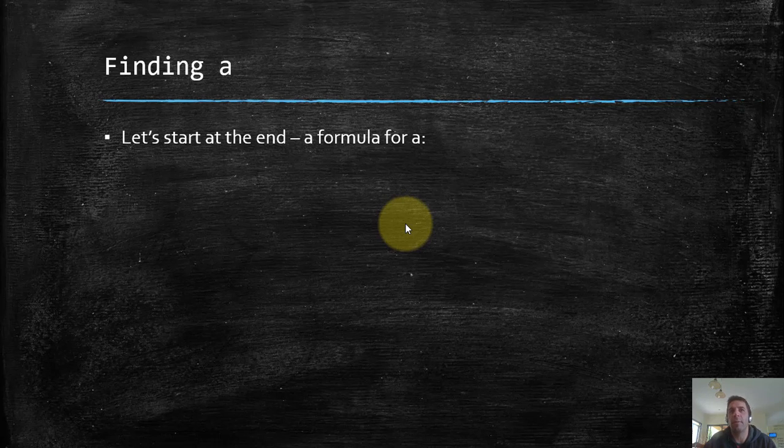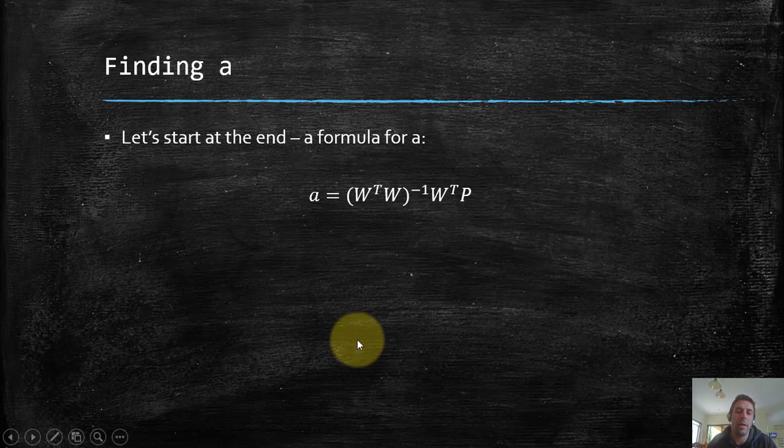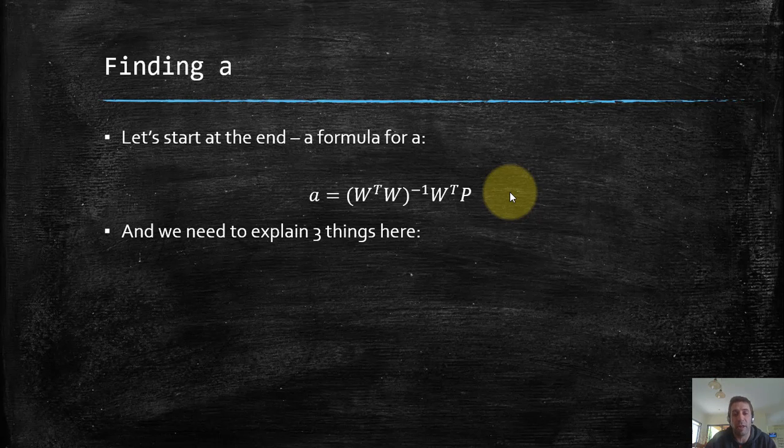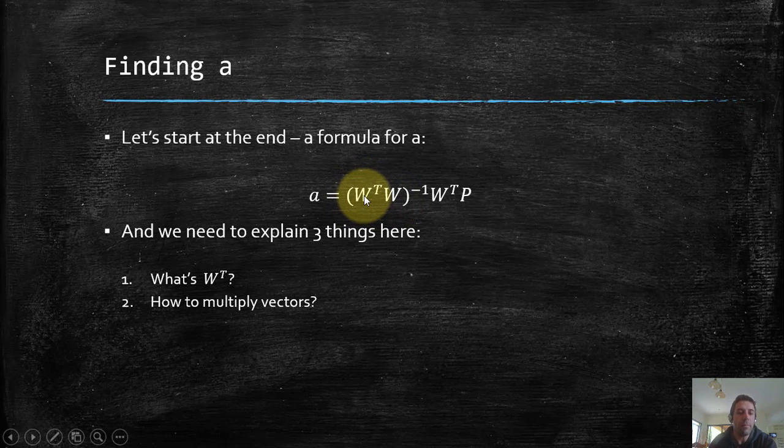Now remember I told you I'm going to skip all the mathematics, so I'm just going to jump to the end, the formula for A, how we get it. This is the formula, and it might look like gibberish for now, but I'm going to explain everything in a second. So right now I need to explain three things, okay? What's this W^T? We know what W is, but we don't know what W^T is. How do we multiply vectors? We have a multiplication of vectors here and here. We need to explain what it is, or at least how it is carried out by your computer.